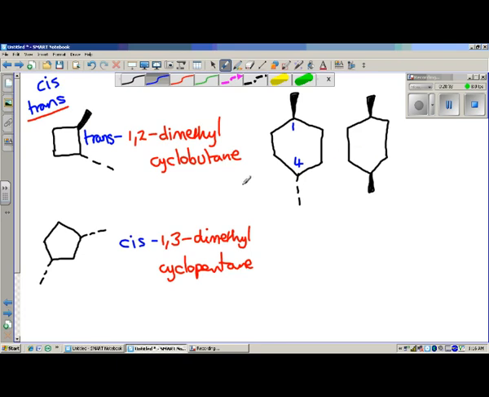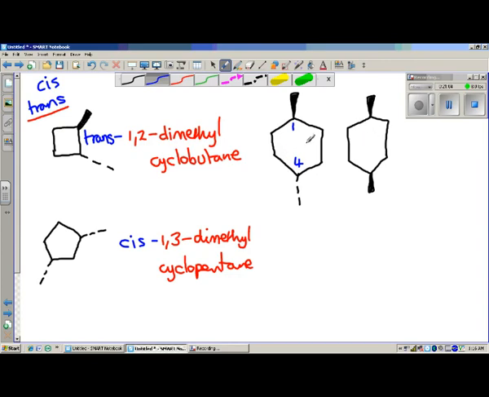Now let's look at these guys over here. In this molecule I had two dashes. Here I've got two wedges. Now for something to be cis, it doesn't matter if both are wedges or dashes. If it's two wedges, it's cis. If it's two dashes, it's cis. It's only trans if there's one wedge and one dash. It's as simple as that, at least right now.